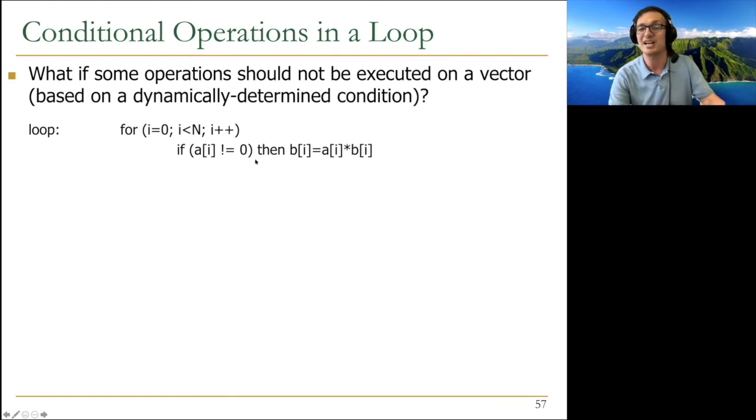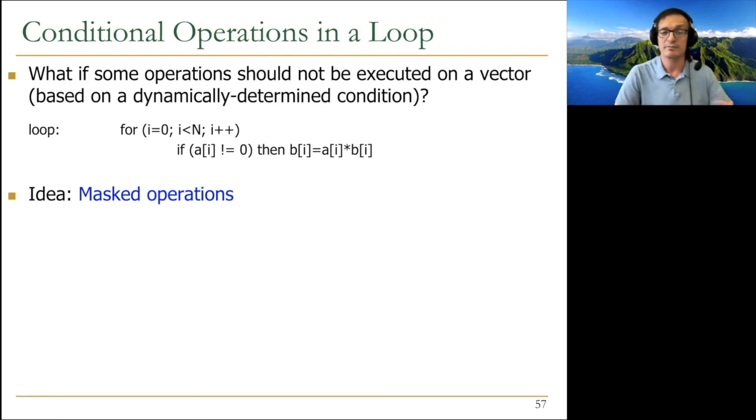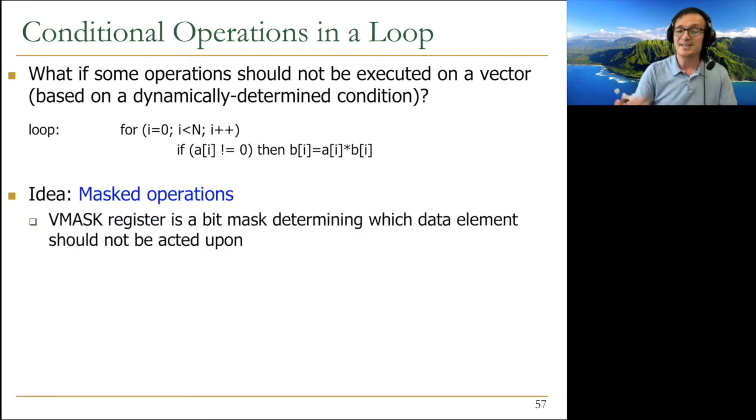So basically, it's a sparse vector potentially, right? A[i] is a sparse vector. And for 0 elements, we're going to skip the multiplication. How can you actually do this? So the idea is to do masked operations in vector processing. Vector mask register is a bit mask determining which data elements should not be acted upon. Clearly, the data elements that are zeros should not be acted upon in this case, right?